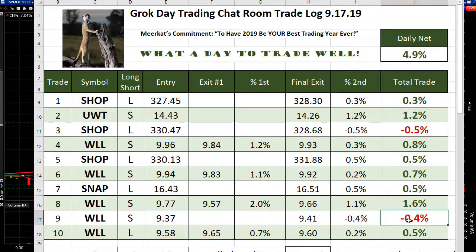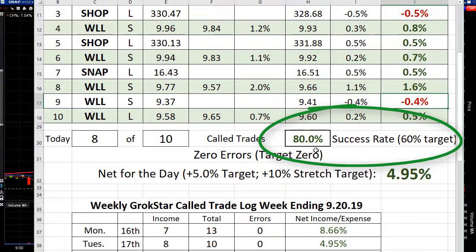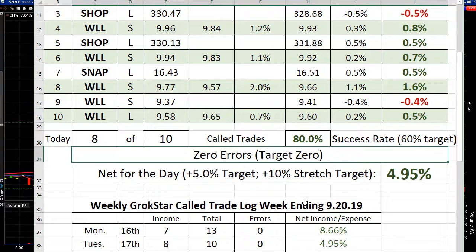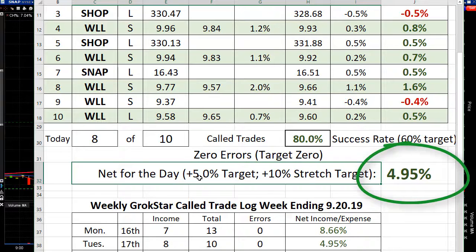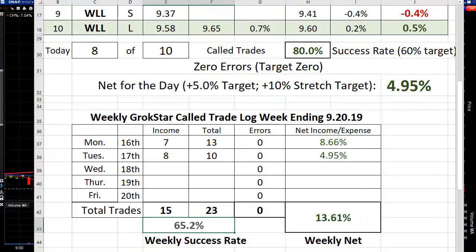So that's called cutting your losers short, letting your winners run when you can. We ended up with an 80% success rate today, which is phenomenal. We only have a 60% target for the day. 0 errors. So I traded well. I traded my trading system. And then we ended up with just about 0.5% right at our target for the day, which again, trading that $10,000 lot size, would make just short of $500 for the day. Right on target. Hey, it's been a pretty good week so far. 8% yesterday, 5% today, and 65.2% overall for our success rate so far this week.